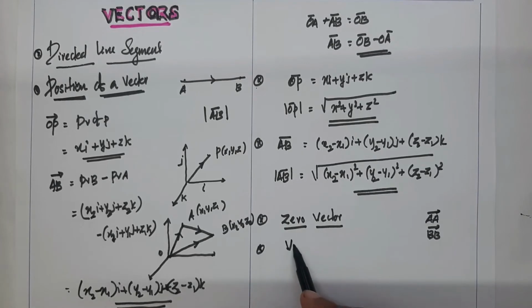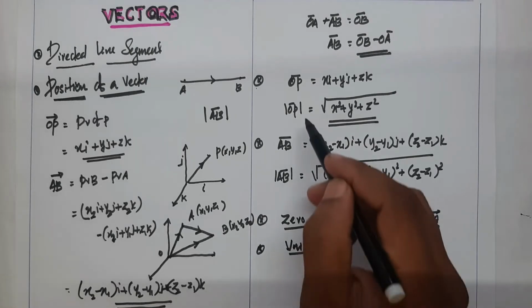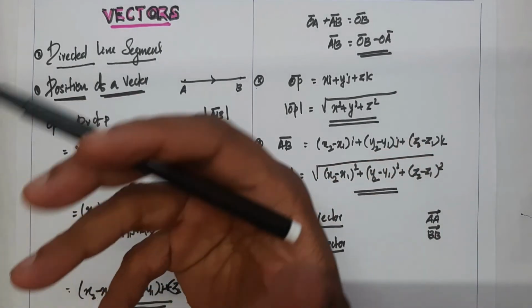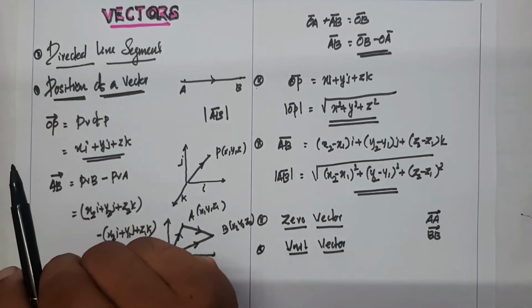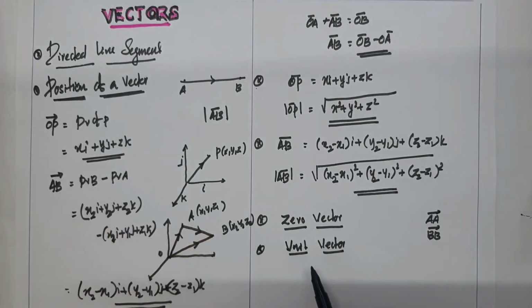Then unit vector. What is unit vector? A vector whose magnitude or modulus is unity. Using this formula we find the modulus of the vector, and if the value becomes 1, then that type of vector is called unit vector. A vector whose magnitude is unity is called unit vector.